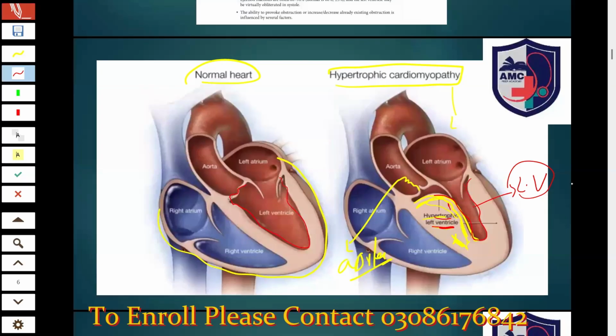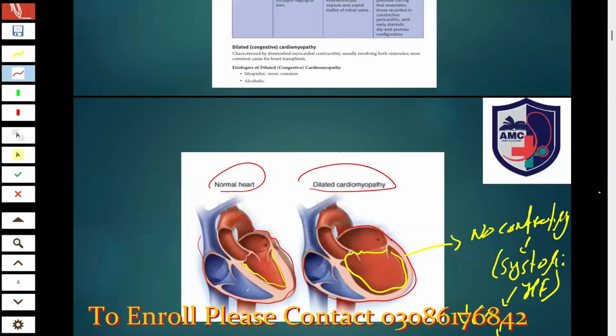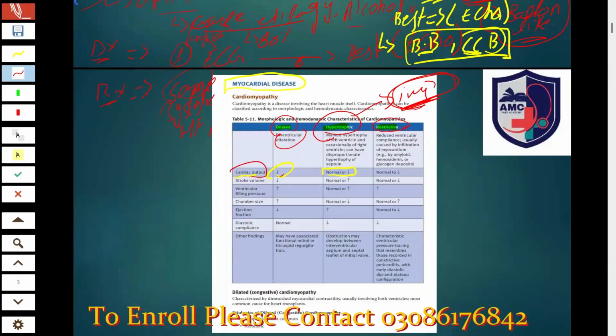Doctors, it is okay. This is the mechanism, the pathophysiology, how it goes on. This is outflow obstruction. Let's see here. Cardiac output will be normal. Stroke volume will be decreased, but in this case stroke volume is normal, we discuss all the things. Ventricular pressure will be increased.